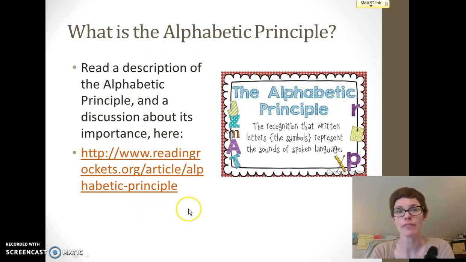So I've just given you a definition. What you're going to do at this website and after you read this article is think about how you can help children develop their understanding of the sound symbol relationship and also why it's important to do that for early readers.